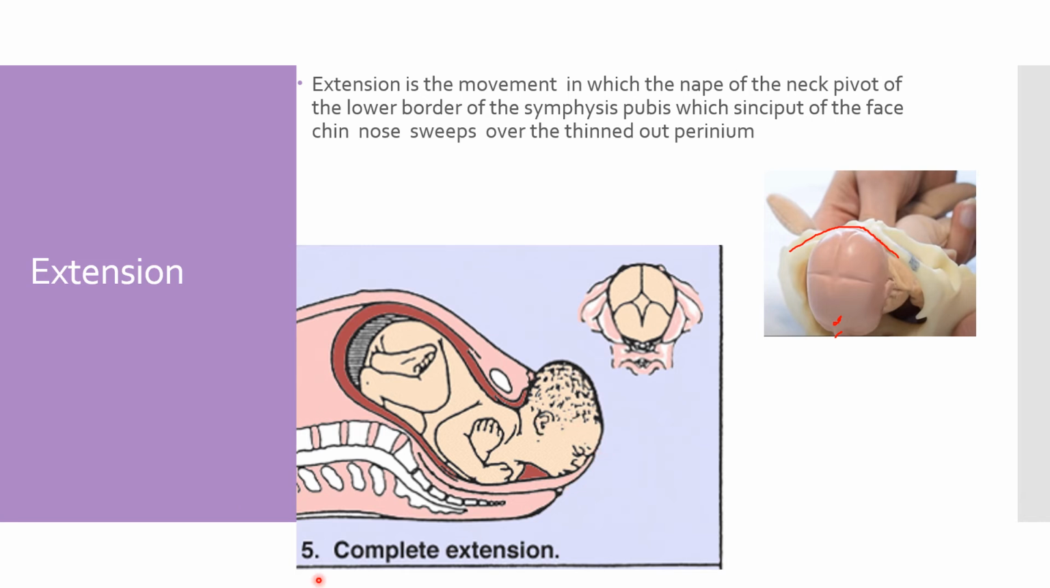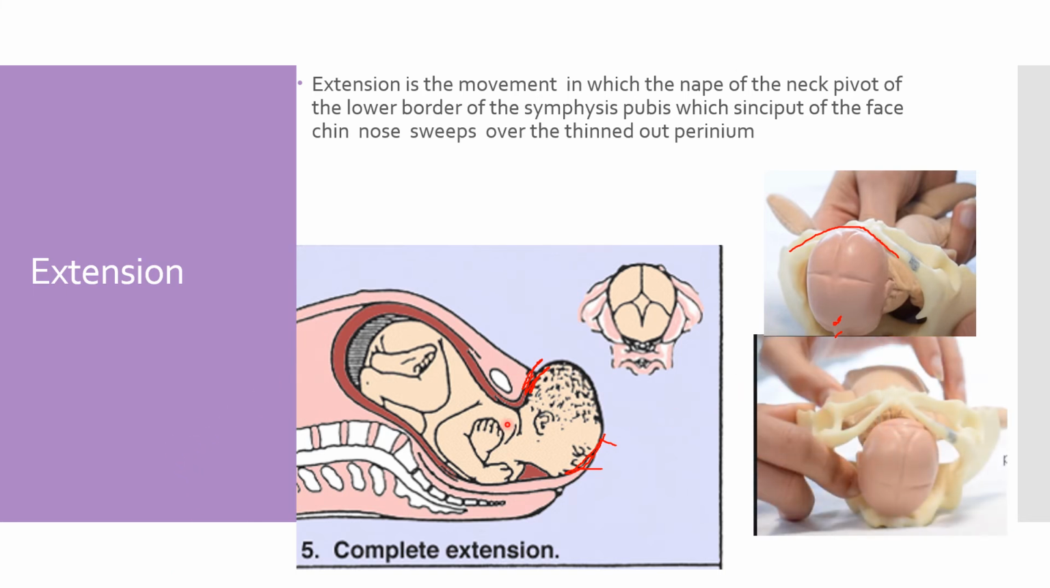The sinciput, face, nose, everything sweeps over the thinned out perineum. The occiput escapes, pivoting on the lower part of the symphysis pubis. Clear? Okay. After the extension, there will be a restitution.